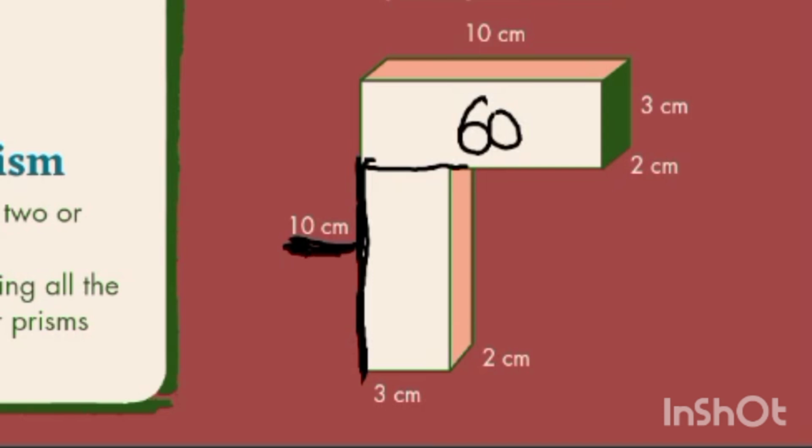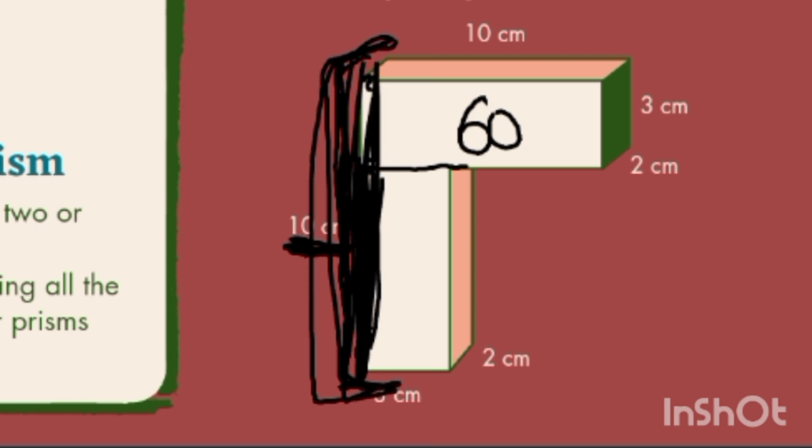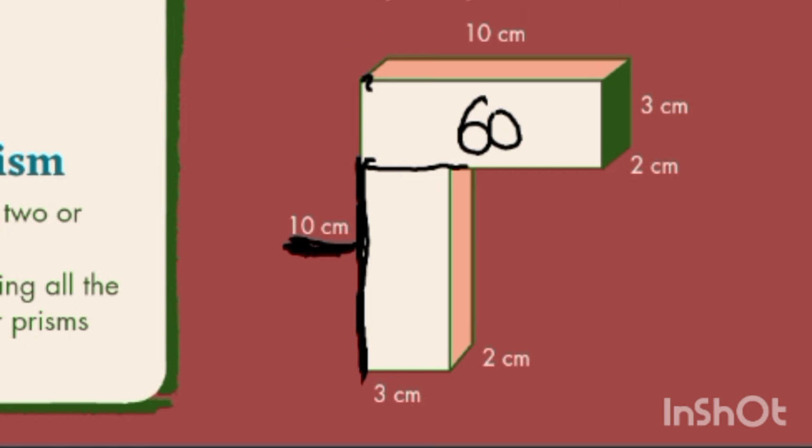Because this 10 centimeters is for the whole side. This is not for only this much part. This is for the whole length. This is not for a particular part. This is the whole side. So for that, we need to subtract. Suppose here is 3. Okay, the height is 3.